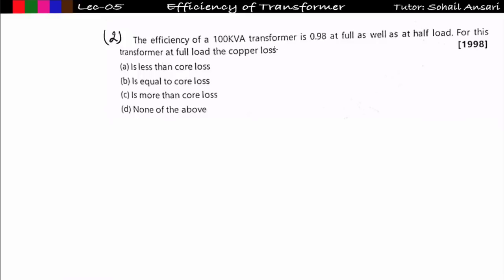The efficiency of a 100 kVA transformer is 0.98 at full load as well as half load. It means efficiency is 0.98 at full load or at half load; it is the same in both cases. So when x is equal to 1, efficiency is 0.98, and when x is equal to 1 by 2, that is the half load, efficiency is also 0.98. For this transformer at full load, the copper loss is less than the core loss, equal to the core loss, more than the core loss, or none of the above. So we have to find the relation between copper loss and iron loss at full load.